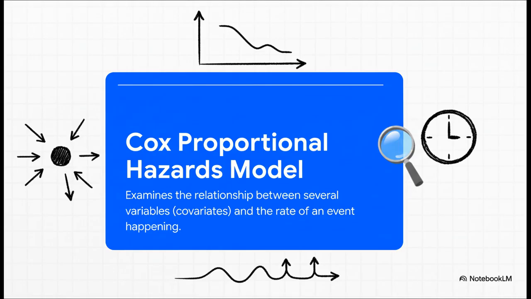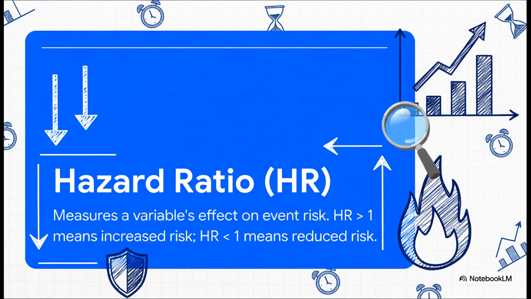It lets us throw a bunch of different variables in at the same time, like treatment, age, weight, you name it, and it tells us how each one, on its own, affects the risk of something happening. The key number you get out of a Cox model is called the hazard ratio, or HR. It's basically a score that tells you if something helps or hurts survival.